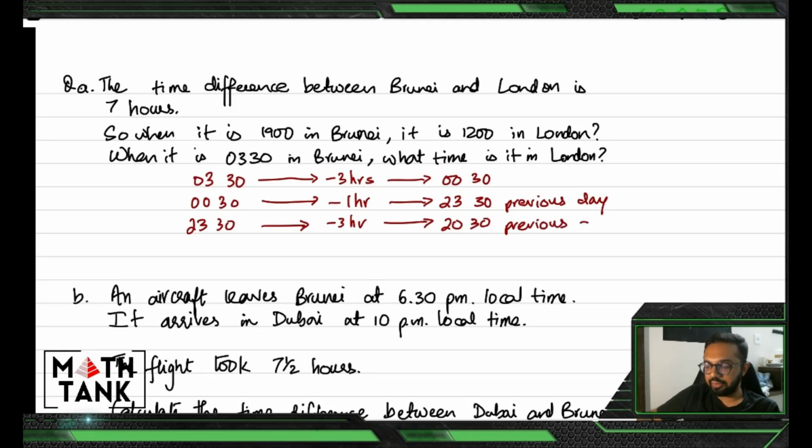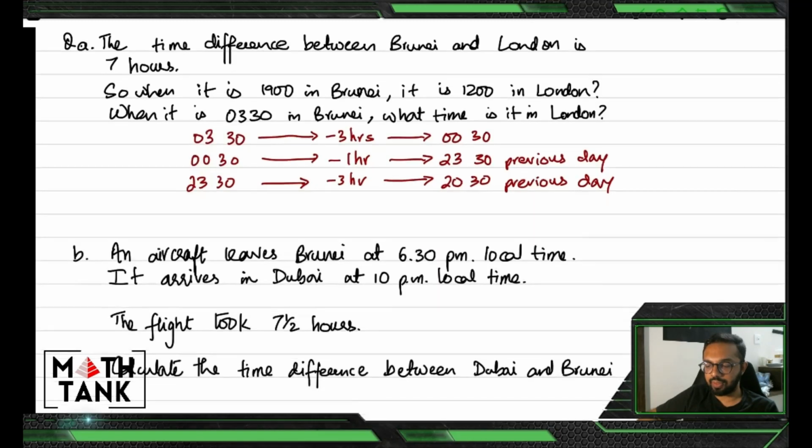So in London, it's the previous day and the time is 20:30, while in Brunei, it's 7 hours ahead. So it's 3:30 in Brunei on the next day. Okay, you need to mention whether it's the previous day or the next day. If the day is given, then you also need to mention that, like we did in the previous question.